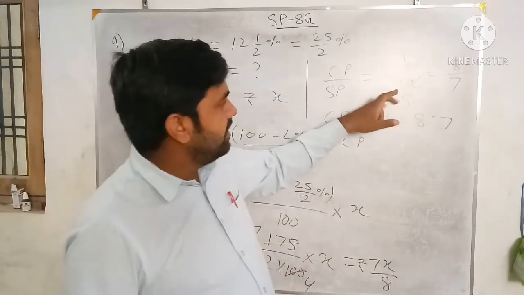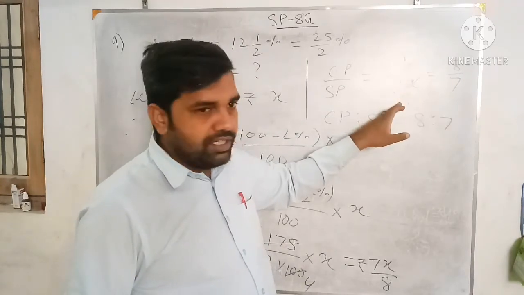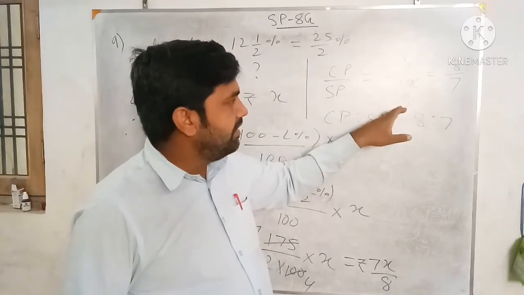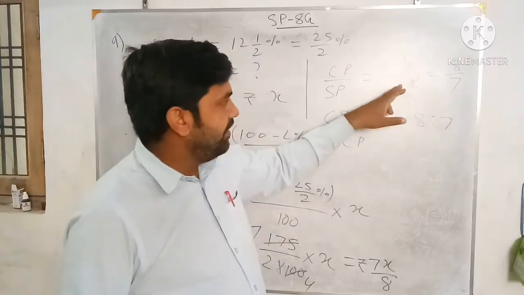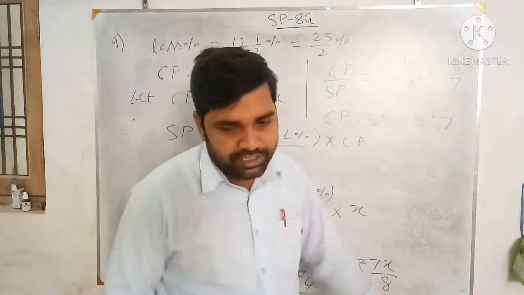You can see this is the fraction. This fraction's denominator is a fraction. So 1 divided by 7 by 8 gives you 8 by 7. So when you convert this divide to multiply, this fraction will get reciprocal.